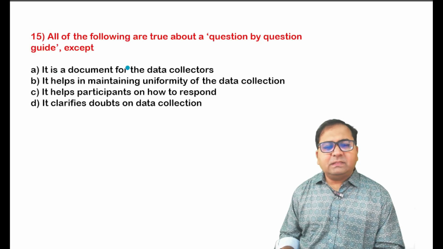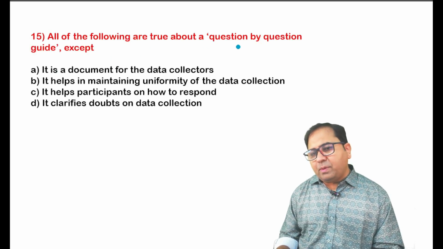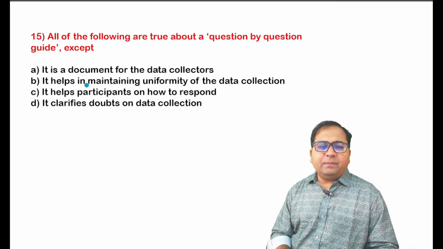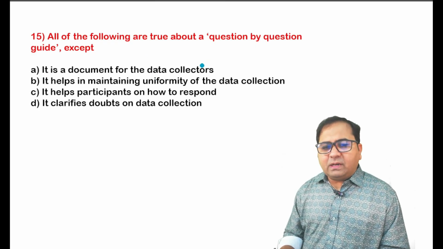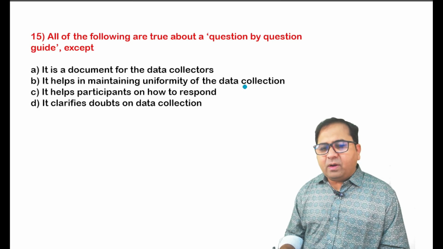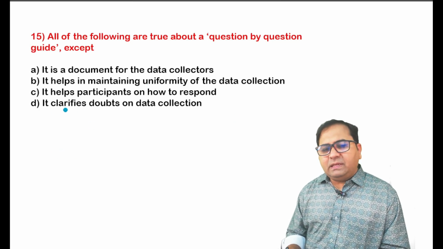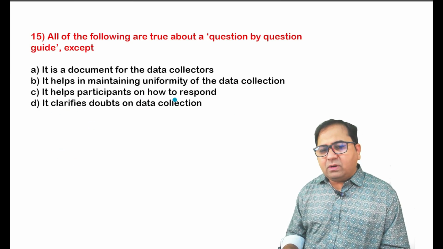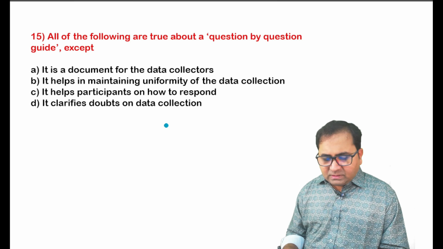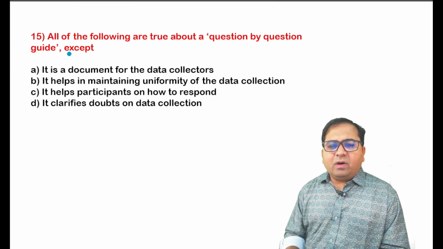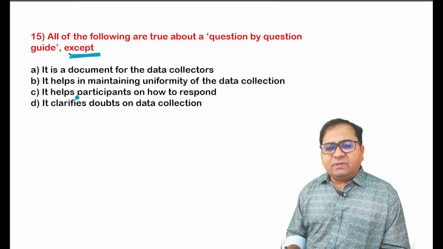Then next, all of the following are true about a question by question guide except the options they gave are: A, it is a document for data collectors; B, it helps in maintaining uniformity of the data collection; C, it helps the participants on how to respond; or D, it clarifies doubts on data collection. So of the options given, all are correct except one. So the answer for this, once again we will see the options.